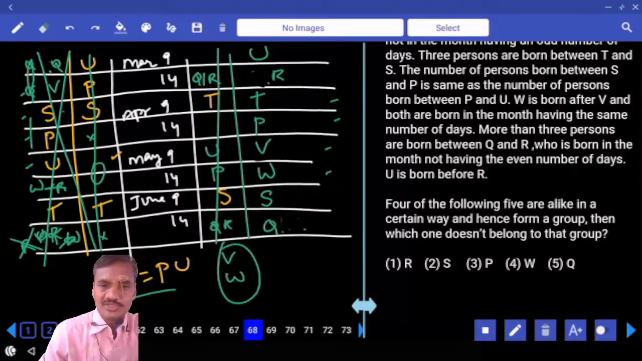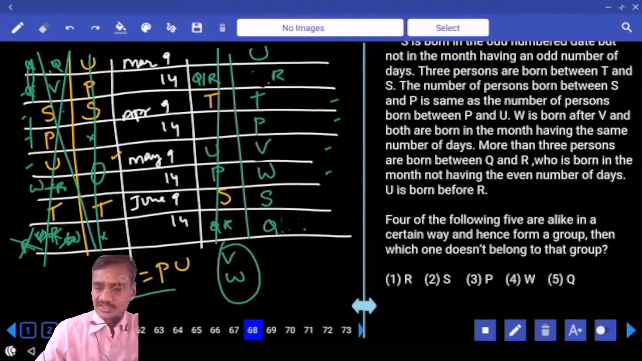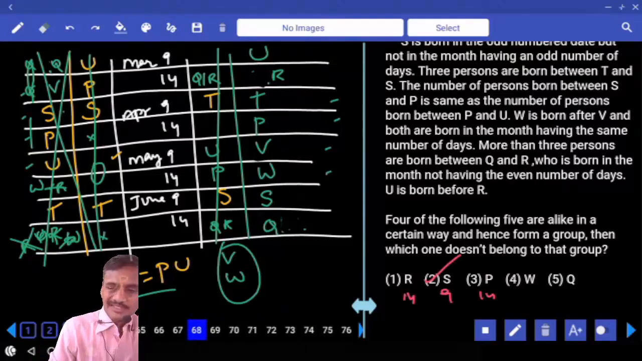And 68: the following are R, S, P, W and Q. R was born on which date? 14. And S was born on 9th. And P was born on 14. Then what is the odd one here? Choice 2 is the odd one, as the remaining persons were born on 14.